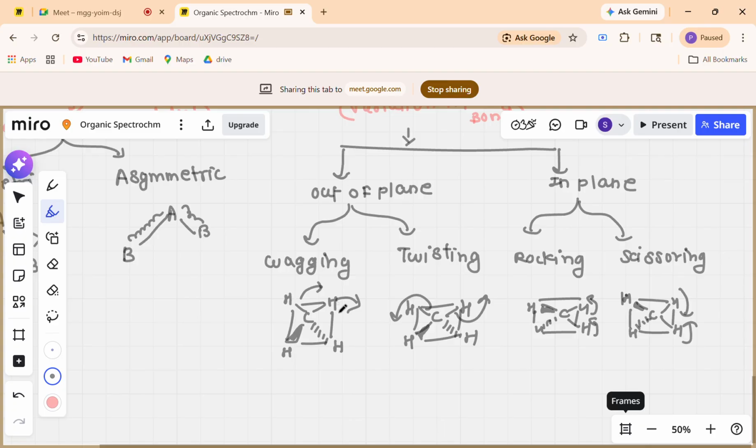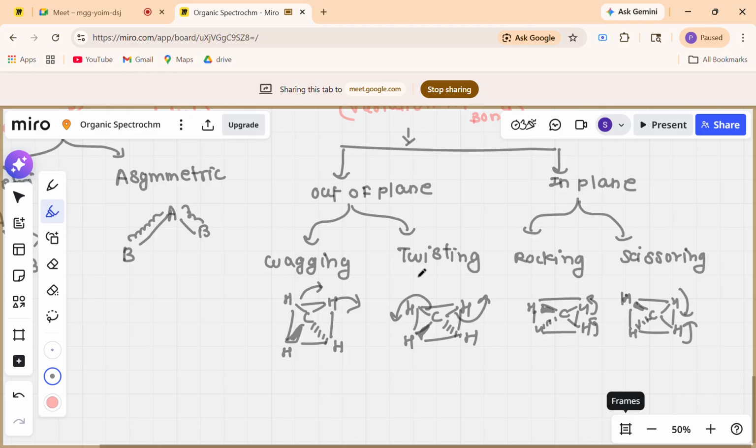Like in the case of wagging, both of the hydrogens give rise to the variation in bond angle by doing the motion in one direction but out of plane. Then twisting is a similar one. You can play with your two fingers, just take your two fingers and do all these kinds of motions, then you will understand how these motions happen.